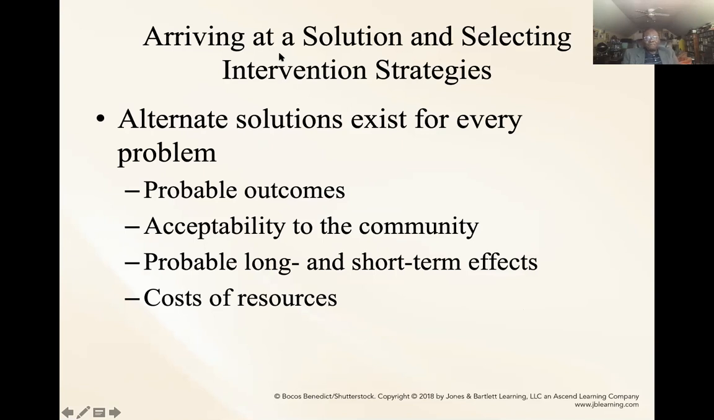Arriving at a solution and selecting intervention strategies. Alternate solutions exist for every problem. There's always an alternate. One, you do it this way or you do it this other way. Most of the time, you try to take what is best for solving that problem at this time for this community. It doesn't mean it's, at the end of the day, the best. But at times you have to tailor it.